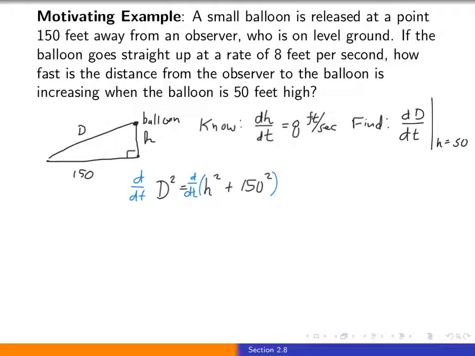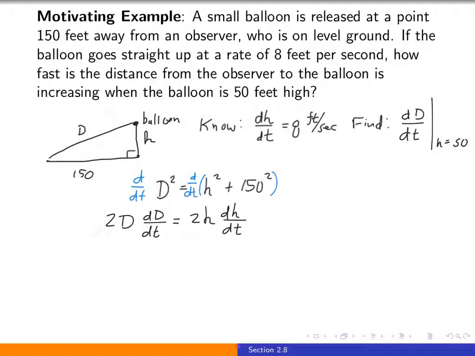And when we do so, remember that the quantity D and the quantity h are both varying with respect to t. So on the left, by implicit differentiation, we get 2 big D times the derivative of big D with respect to t. On the right, we get from the implicit derivative of h squared, 2h times dh/dt, and the derivative of a constant, 150 squared, is just 0.